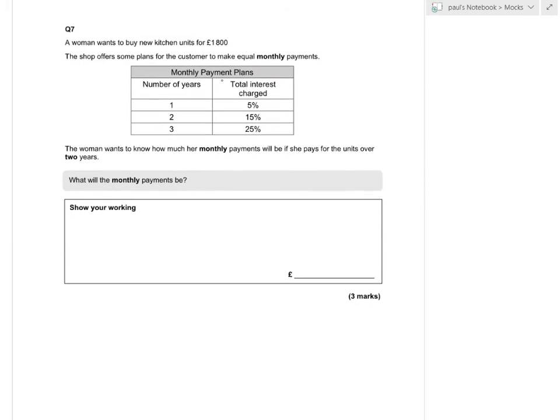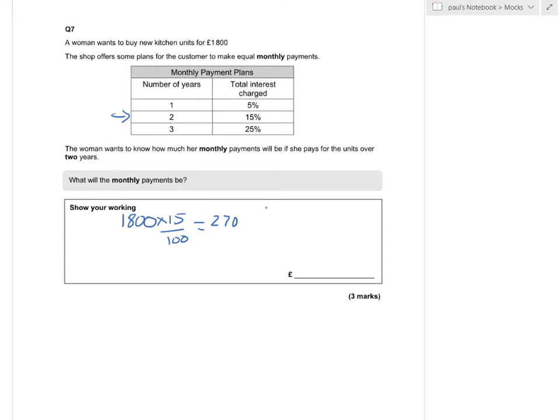A woman wants to buy a new kitchen for £1,800. The shop offers some plans. The woman wants to know how much her monthly payments will be if she pays for the units over 2 years. Number of years, 2. So the total interest charge is 15%. So we do 1,800 times 15 divided by 100 is 270.